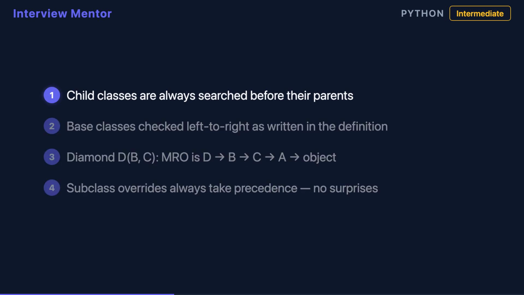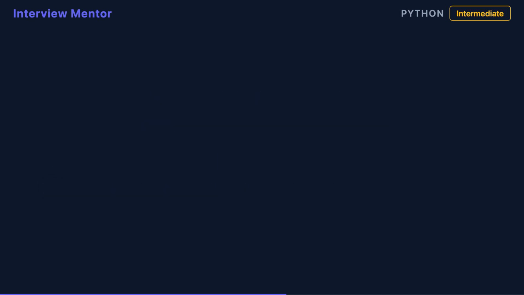First, child classes always come before their parents, so a subclass override is always found first. Second, base classes are checked in left-to-right order as listed in the class definition. Take a classic diamond. Class D inherits from B and C, and both inherit from A. C3 produces D, then B, then C, then A, never visiting any class out of that order.